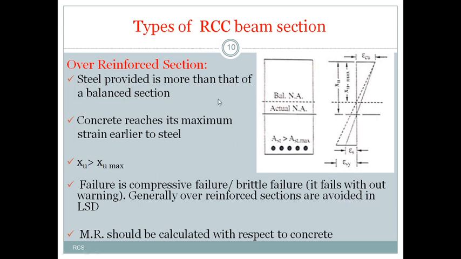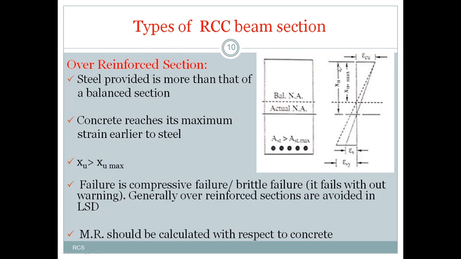For this case, what will happen? As we are providing steel more than required, concrete will reach its maximum strain first, and steel will reach its maximum strain later. By the time concrete reaches its maximum strain, steel will not reach. From this figure it is clearly shown: this is the concrete strain, 0.0035. By the time it reaches the maximum value, if you see this line, the steel will not reach its maximum strain. That's why we call it an over reinforced section.